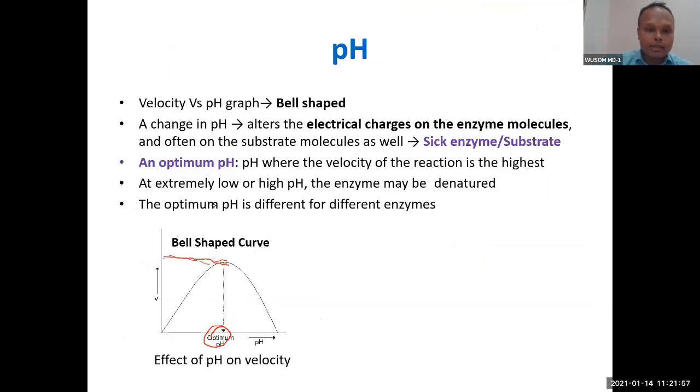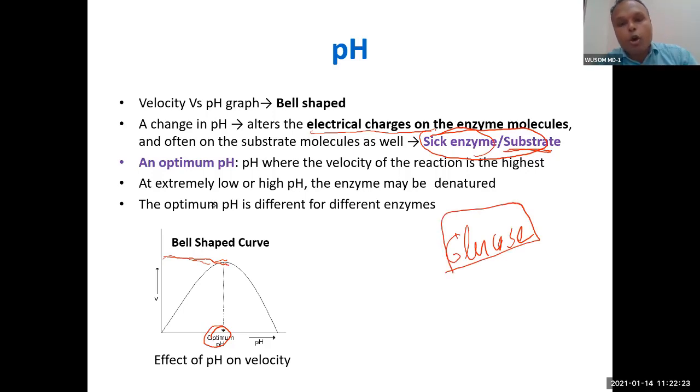Same goes for pH. If you decrease or increase the pH, the enzyme here also will become sick. And enzyme binds substrate. Substrate is also a biomolecule, for example glucose has some charge property, so the charge of the substrate can also be altered. That way, the enzyme and substrate can fall sick because of change in pH, and because of that the activity will decrease. The enzyme activity is influenced by charge on the enzyme, because enzyme is a protein.